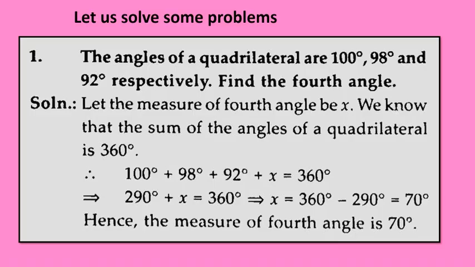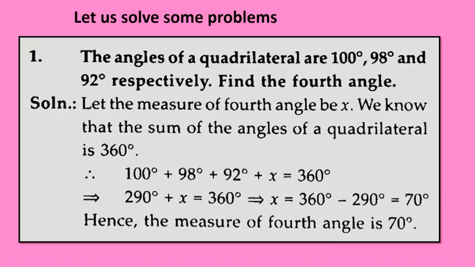Okay, now question number 1. The angles of a quadrilateral are given as 100 degrees, 98 degrees, 92 degrees. 3 angles are given. Find the 4th angle. Just now we studied that the angle sum of a quadrilateral will be 360 degrees or one full circle. So we are using the angle sum property.